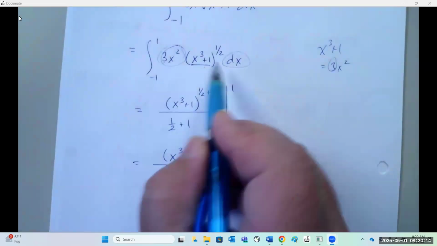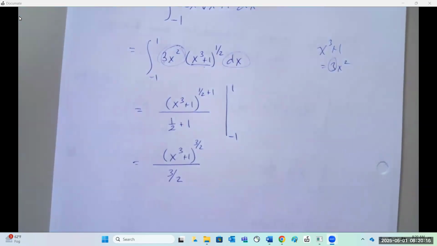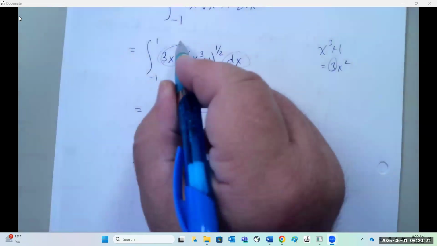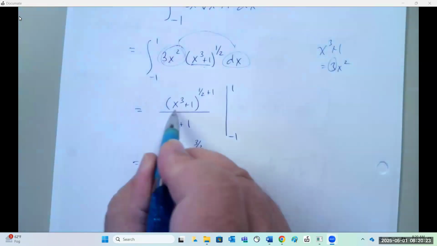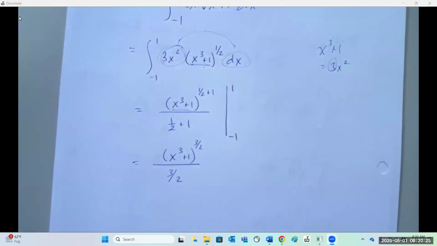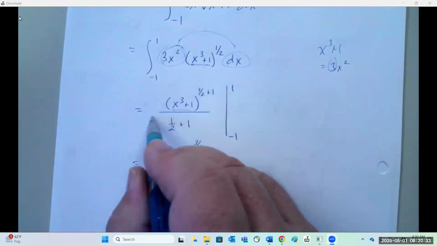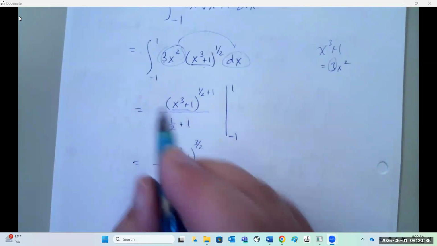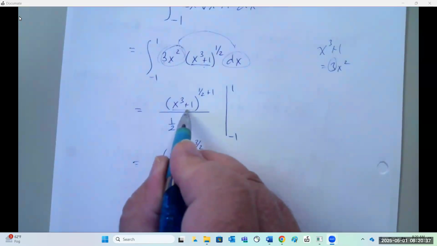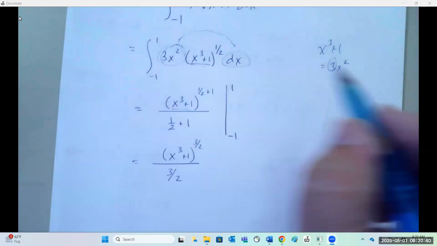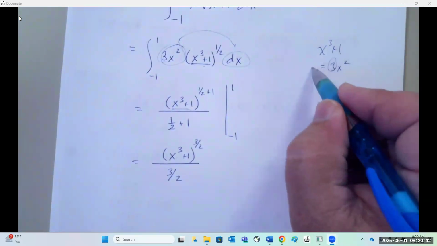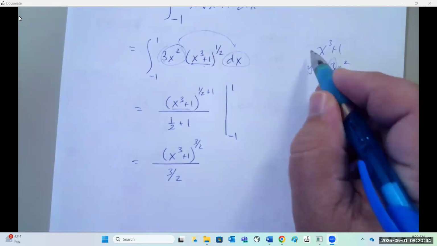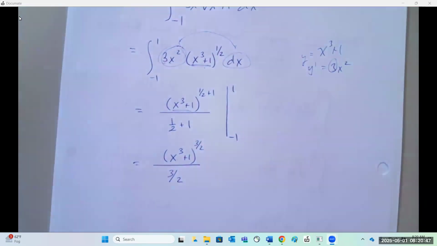But since it's already there, all I got to do is take this equation. The 3x squared, this times this and this, that's the derivative of the inside. It's the reverse of using the chain rule. The chain rule says take the derivative of the outside times the derivative of the inside. The derivative of the inside is 3x squared. That's what I'm saying: this is y, and this is y prime.